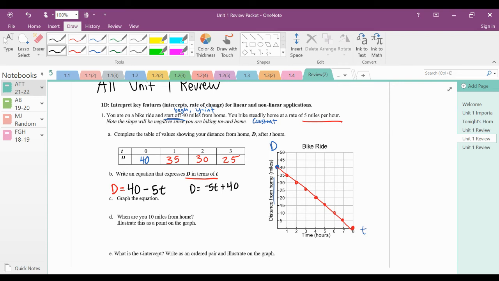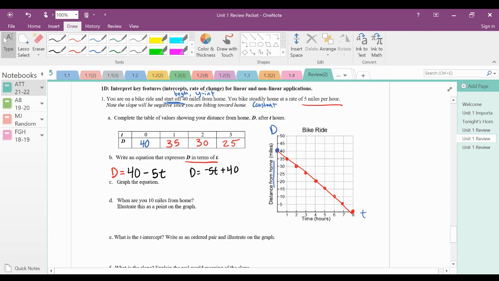Looks like we've got our equation already graphed there. Notice I don't have arrows because I don't keep going to negative distance from home, and I can't go backwards in time, so there are no arrows on this graph. When are you 10 miles from home? Illustrate this as a point on the graph.